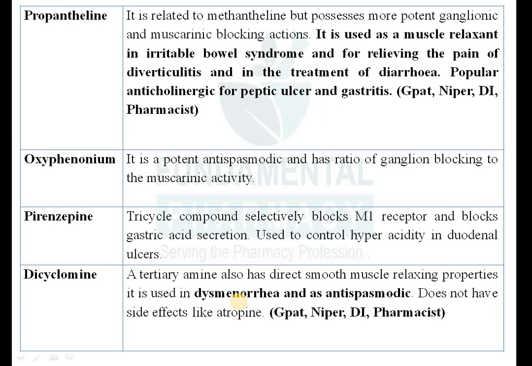Abnormal secretion of your vaginal secretion, that is known as dysmenorrhea. So it is used in that condition. It is mostly used as an antispasmodic. Remember.